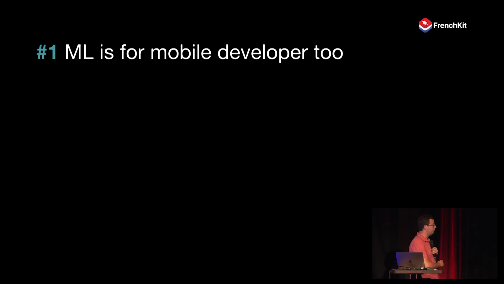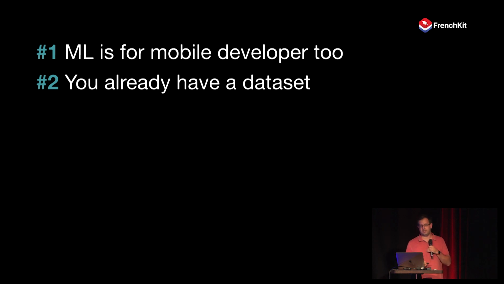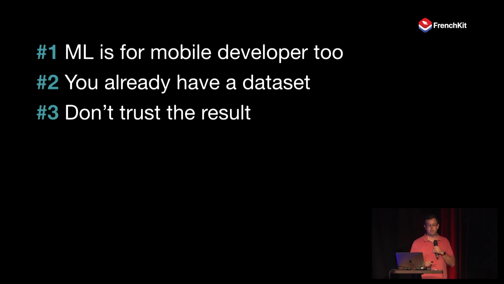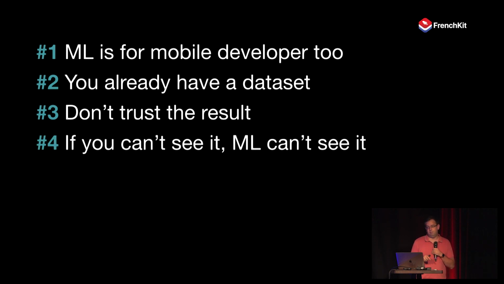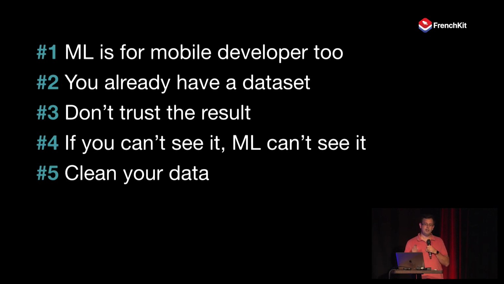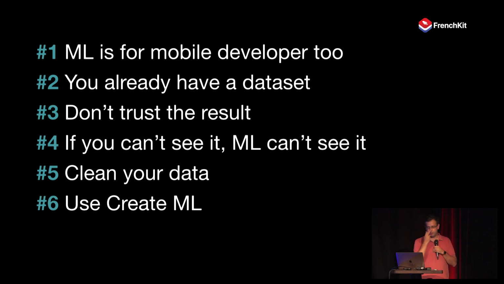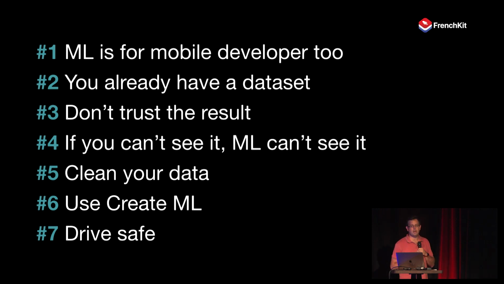To sum up, machine learning is not only for data scientists, it's for mobile developers too. You already have a data set somewhere, or you should have one. Don't trust your results, use them as a hint. If you can see it, machine learning can see it, so merge your classes to improve the performance of the model. Clean your data, but do that carefully, because you can do worse than good. Use CreateML, it's a really great tool. And last but not least, drive safe. If you crash your car on the road, neither me nor machine learning can save you.